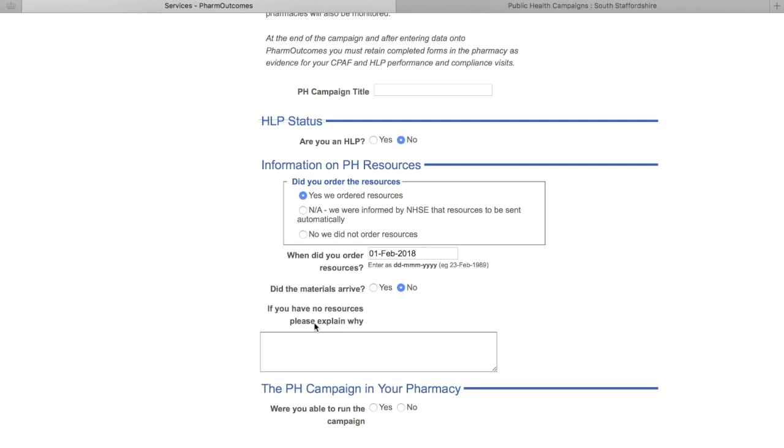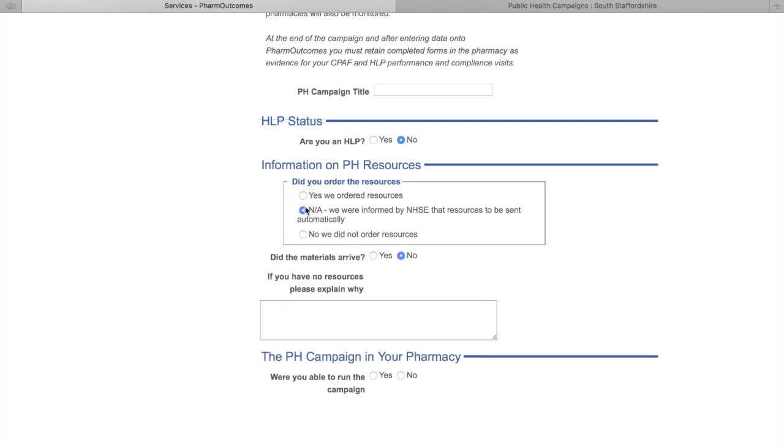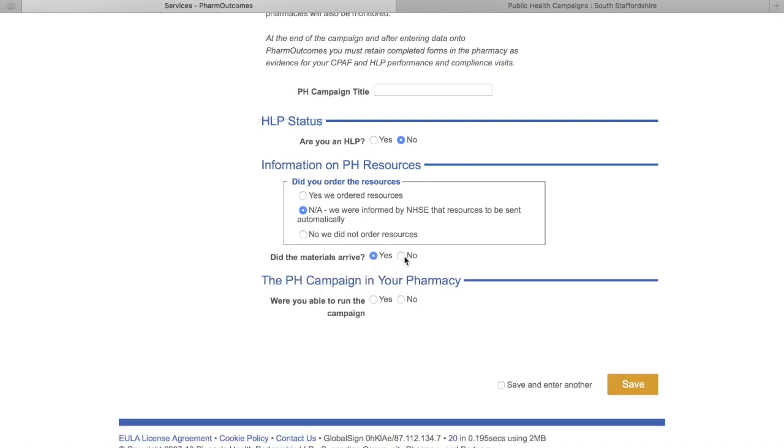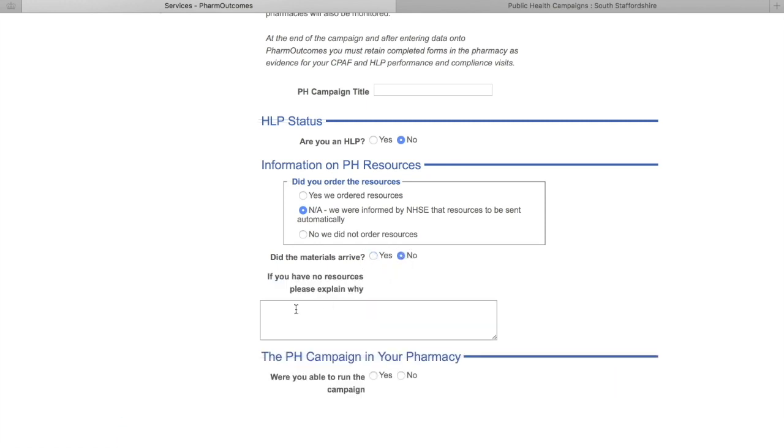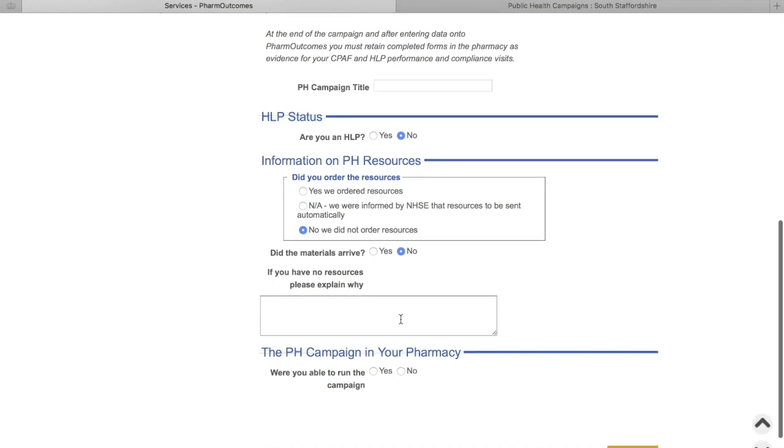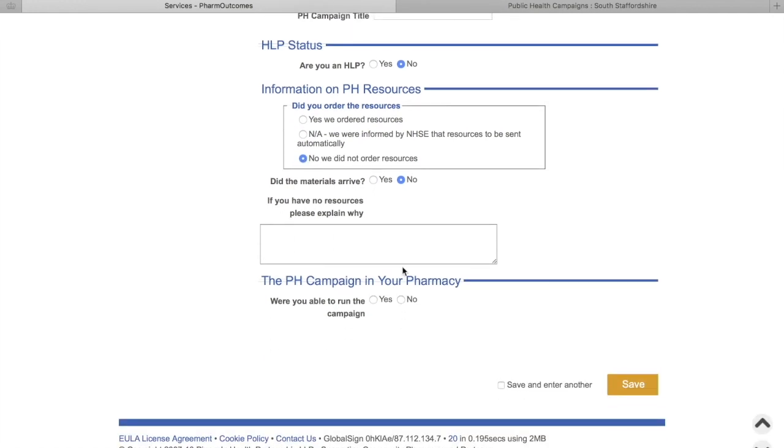If we change this answer and we say no, we didn't order them, it was an automatic thing, you still answer the question, did the materials arrive? If the answer is yes, that's the end of that section. If the answer is no, you can just pop in there, you've got no resources because they didn't arrive. And likewise, if you didn't order them, you're going to have to say why you didn't bother ordering them. So hopefully nobody's going to say no, they didn't order resources.